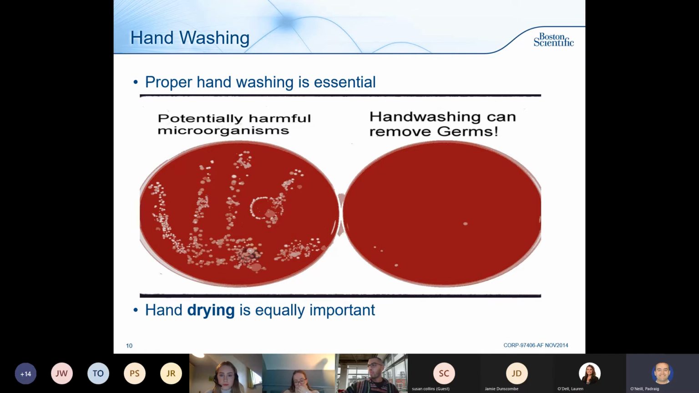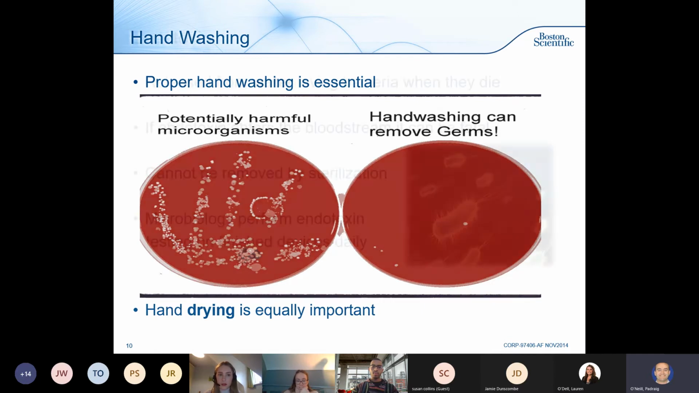About 20 seconds is the minimum wash with the special soap that we have as you go in. You might be going in and out of the rooms multiple times throughout the day, but you should wash your hands the same amount of time the last time as the first time. There's no dispensation for going in and out multiple times. And then hand drying is equally important.